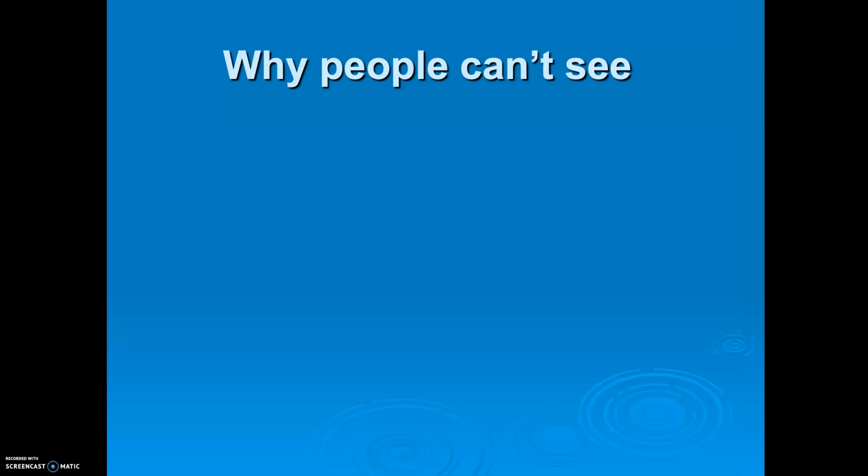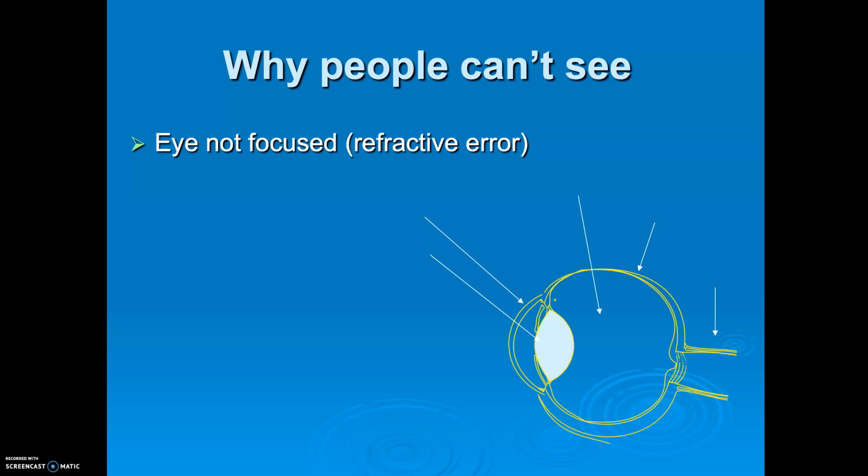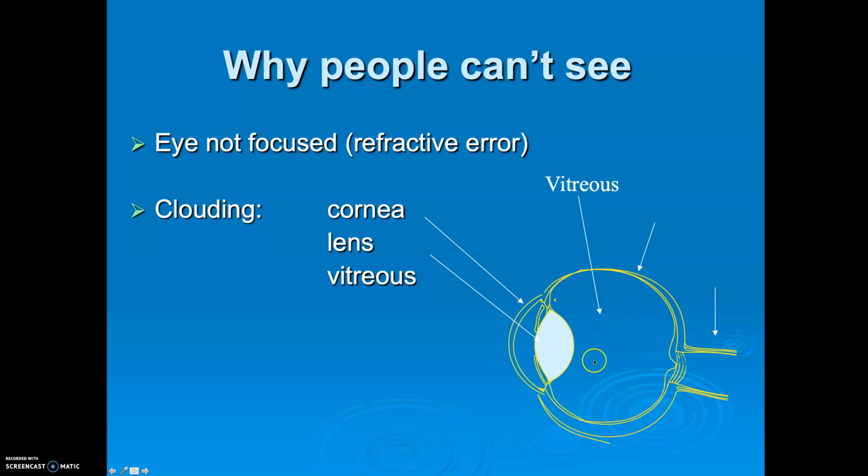So why can't people see? Because that's the main reason why ophthalmology patients come to us as doctors. Well, there are three main reasons. The first is that the eye is not acting as a lens system properly, so there's a refractive error. Sometimes that lens system is cloudy for some reason or another, be it the cornea at the front here, or the lens in the middle here, or the vitreous humour towards the back.